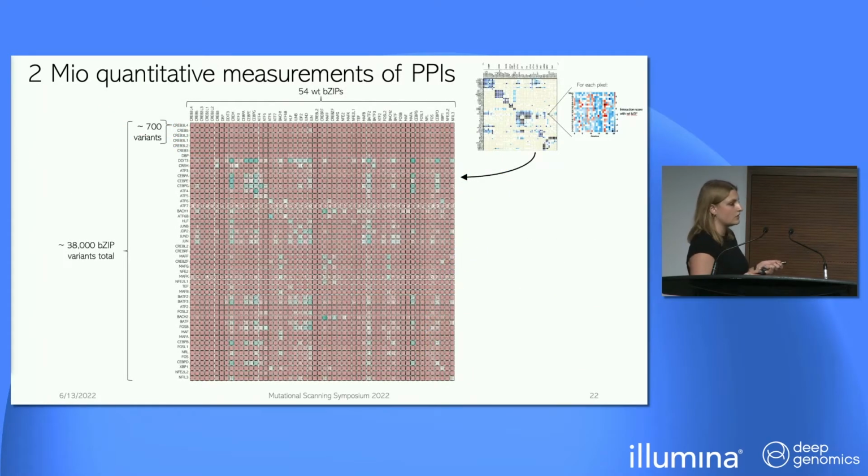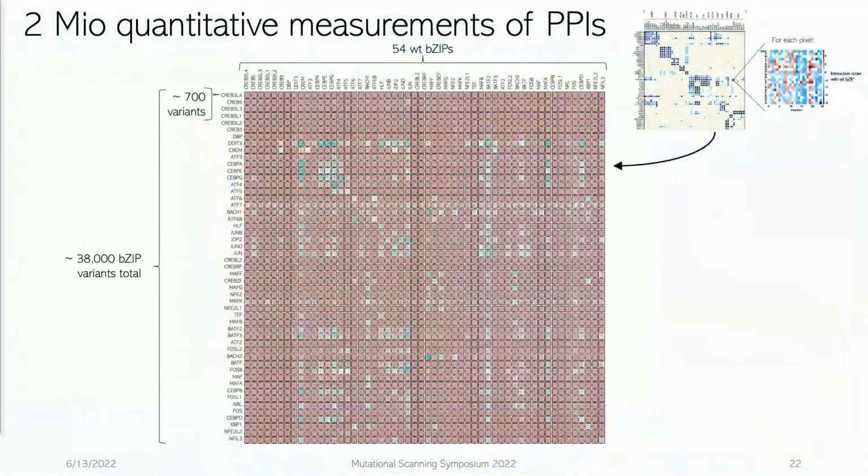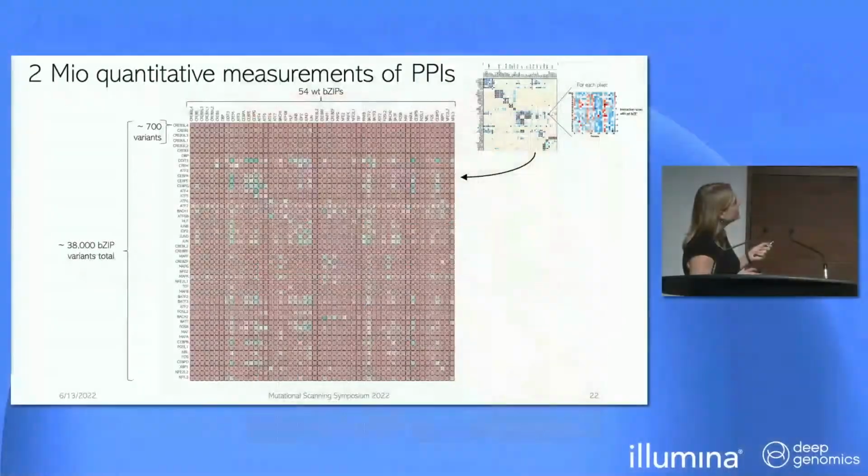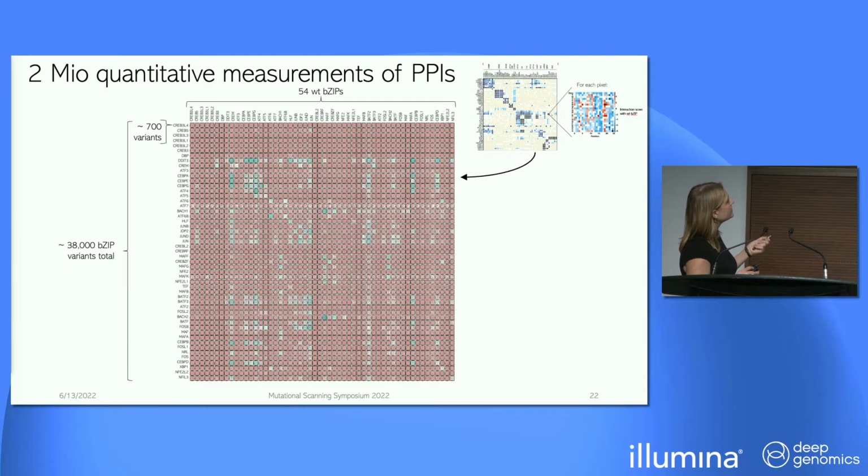So this is now the 2 million, or almost 2 million data points that I was talking about before, where we wanted to do this mutational scanning for each pixel in the wild-type heat map. So here you see this heat map of heat maps where we have in the rows the mutated BZIPs that each have about 700 variants, which gives us a total of about 38,000. And in the columns, we have the wild-type BZIPs.